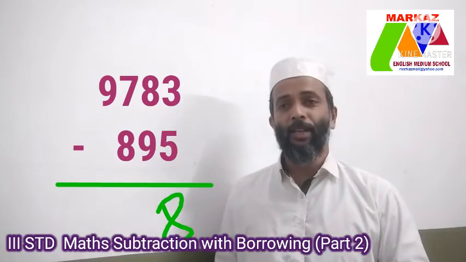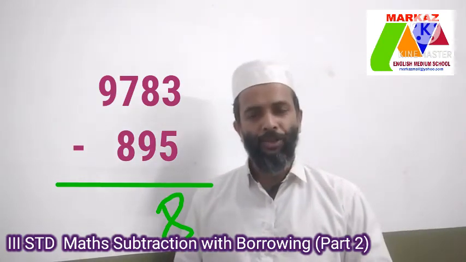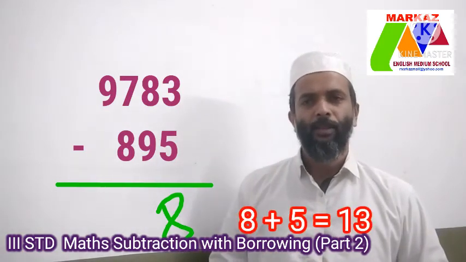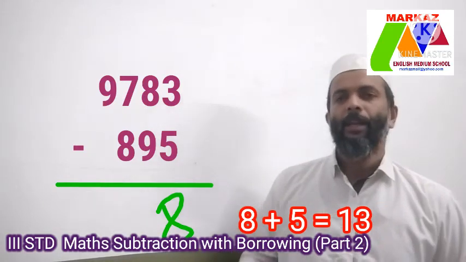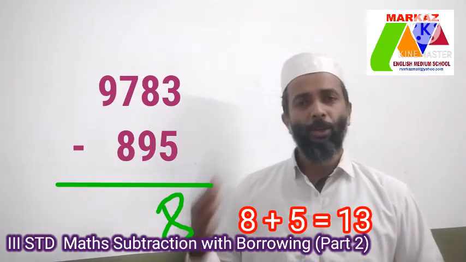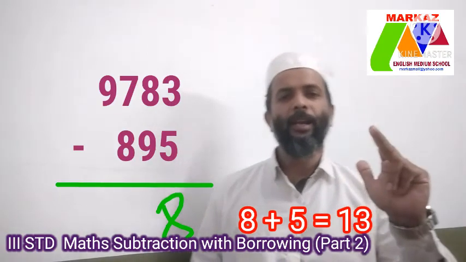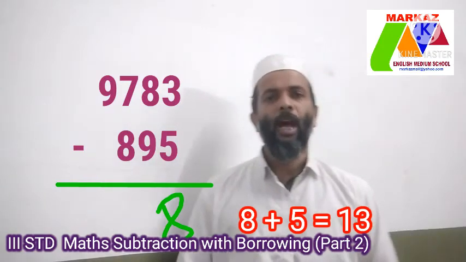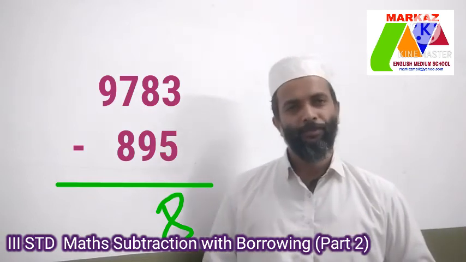How to check if the answer is correct or not? Add the answer, or difference, and the subtrahend to get the number above. Look at the given example. 8 plus 5 is equal to 13. 8 in your mind, 5 on your fingers: 9, 10, 11, 12, 13. The answer is 13. The number above is 13, so your answer is correct.